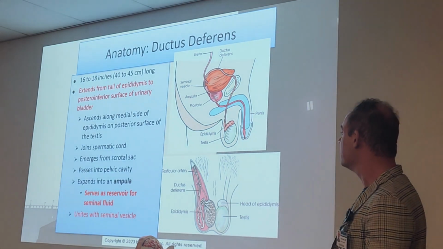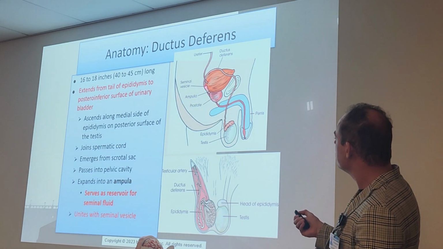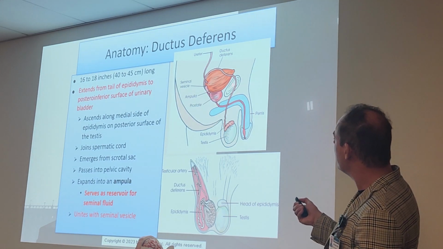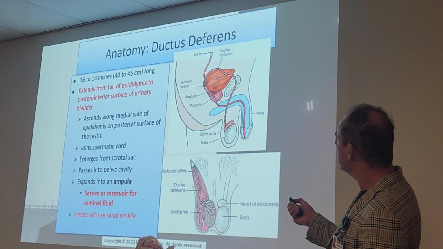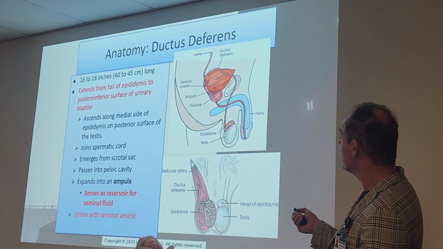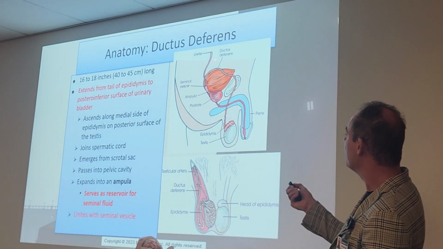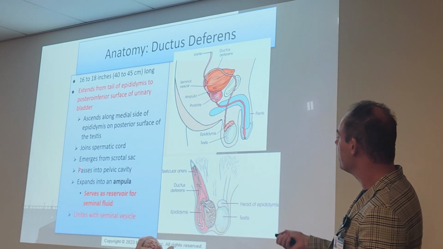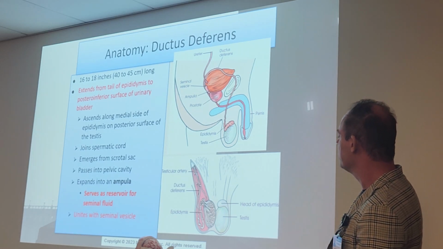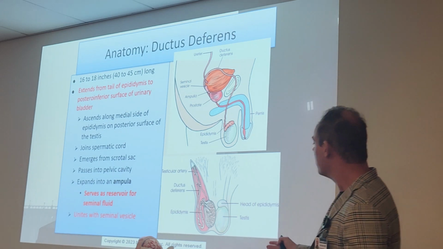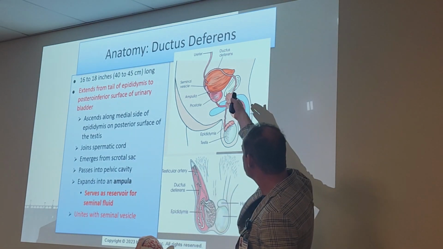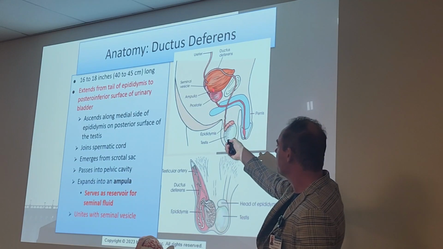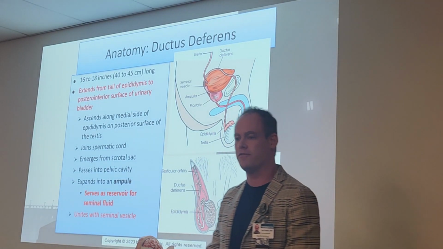They join with the spermatic cord, and they emerge from the scrotal sac, passing into the pelvic cavity and expanding into an ampulla. That ampulla, which is right here, so it goes all the way up, curves up on top of the bladder and behind the bladder. People don't realize that's the path a lot of times. It's going to go into the ampulla, and it's going to be a reservoir for seminal fluid. So sperm cells, as they are moving from the testes up towards that ampulla, don't actually get mixed with fluid until they get to the ampulla itself.